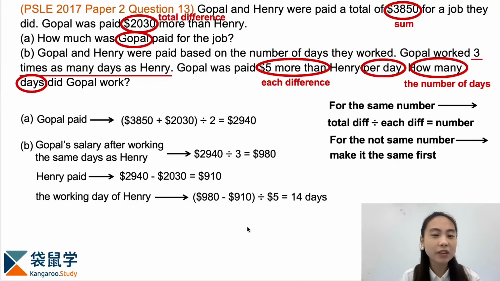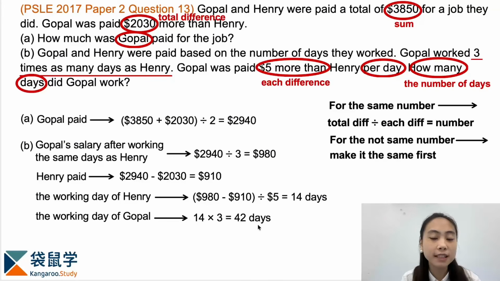And then can we know the working day of Gopo? We can use 14 times 3, then get 42 days. And this is the working day of Gopo. So this is the steps of this question.